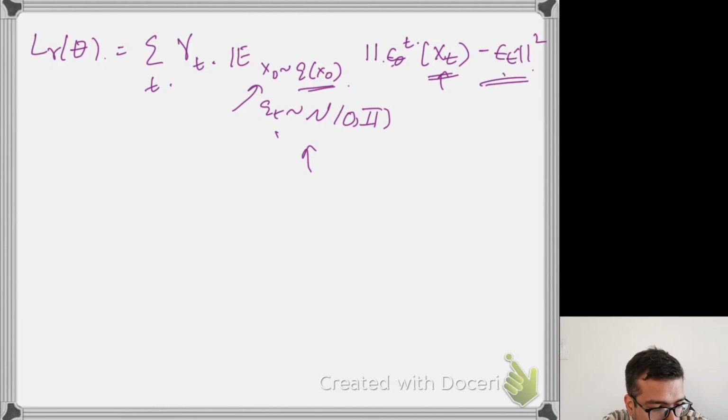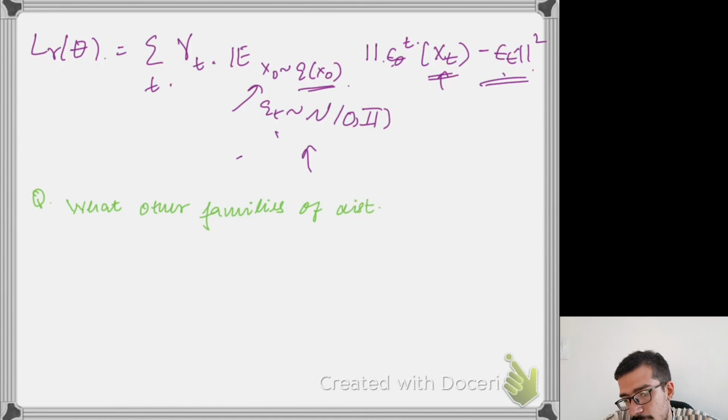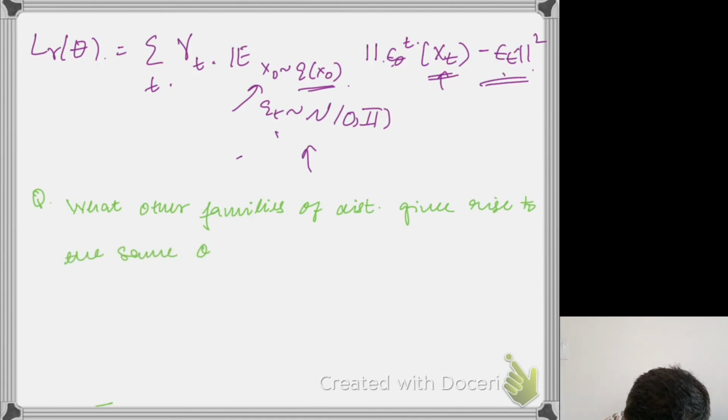Now at inference time, what can we do? The idea is that we look for other such processes which have the same objective function. So here's the question: what other families of distribution give rise to the same objective?